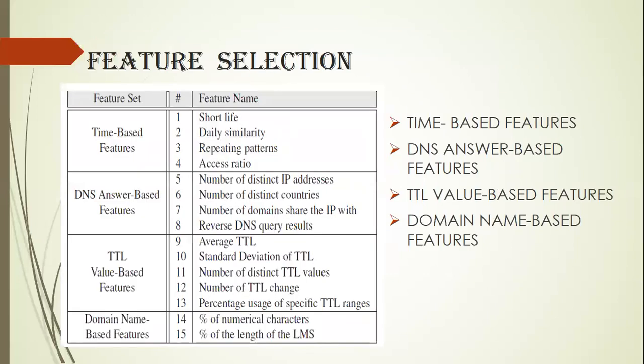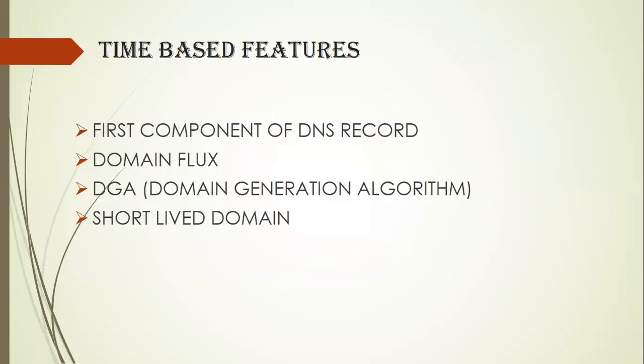So coming to the feature selection, in this feature selection there are four feature sets. The first one is time based features, the second one is DNS answer based features, then TTL value based features, and domain name based features. As the name says, time-based features.